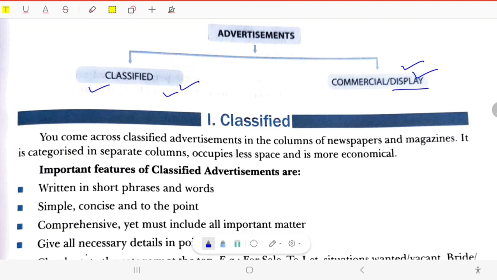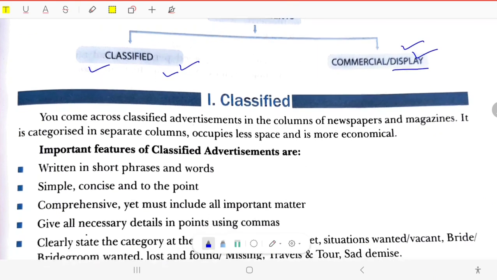These are called classified because they are grouped into categories or classes according to their subject matter, such as matrimonial, situation vacant, property for sale, lost and found, travel and tours. You find classified advertisements in magazines and newspapers. We have to remember certain things when we write them. First of all, they should be written in short phrases and words. Means we should not write sentences.